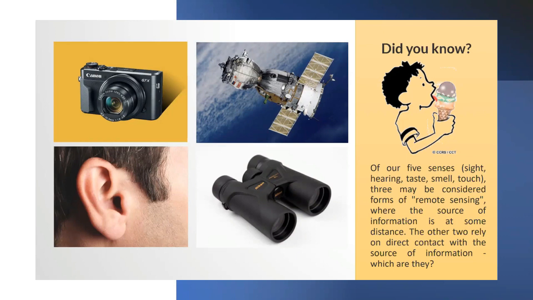Apart from touch, touch and taste, yes, all are remote sensing examples. Sight, our eyes are the most basic example of remote sensing. We are able to see the objects and get to know about them without touching them or getting into physical contact with them. So our eyes are the most basic example of remote sensing we are using since childhood.